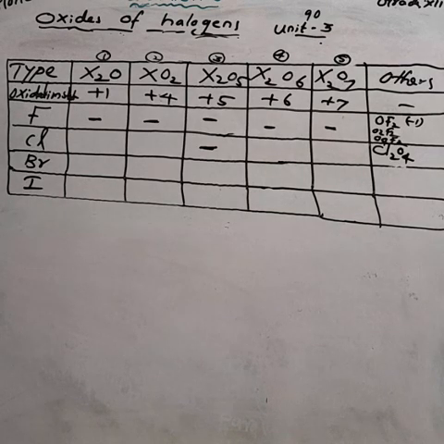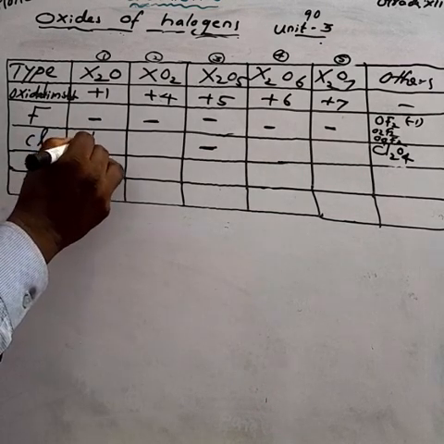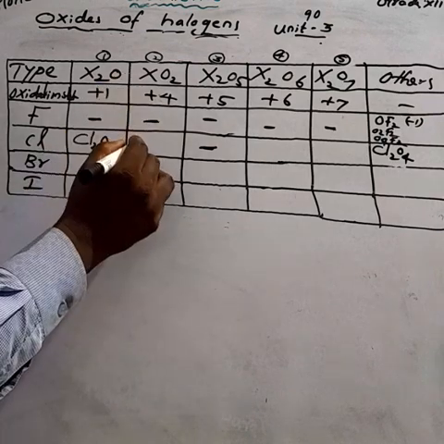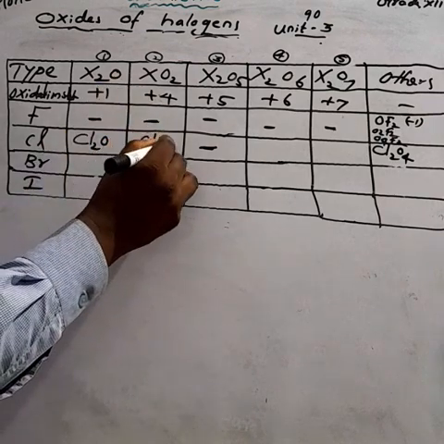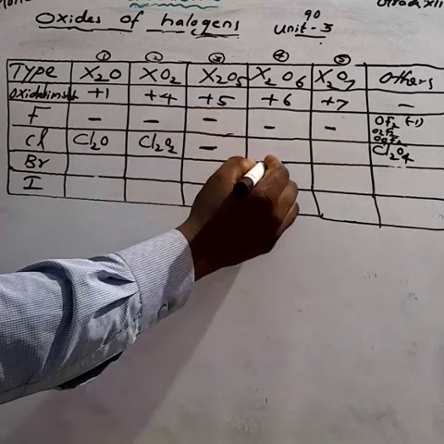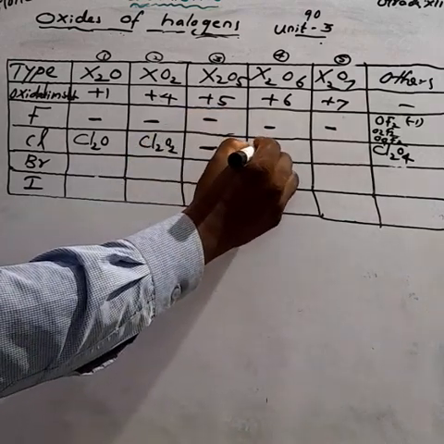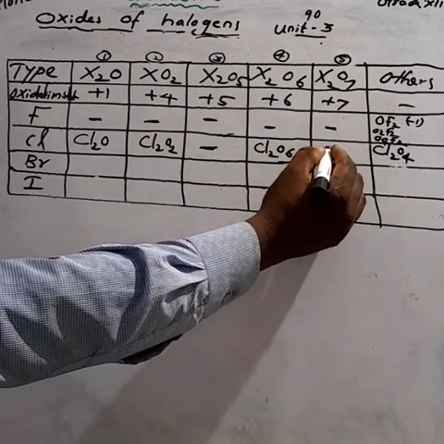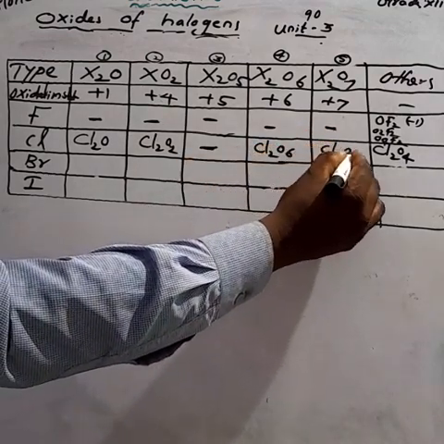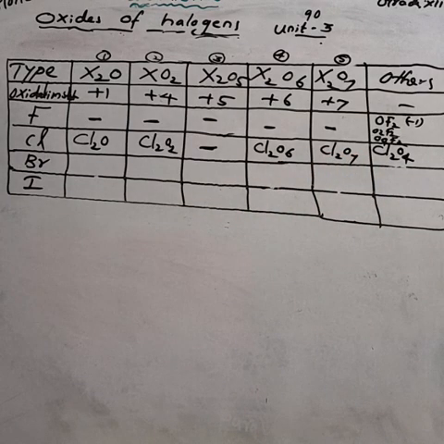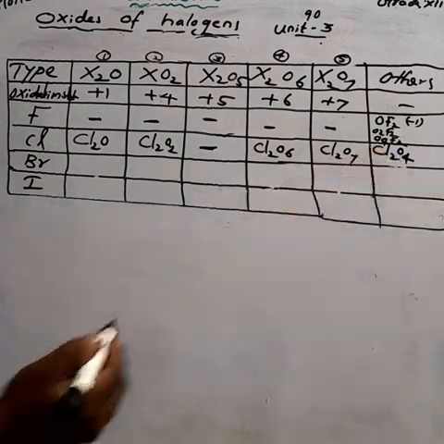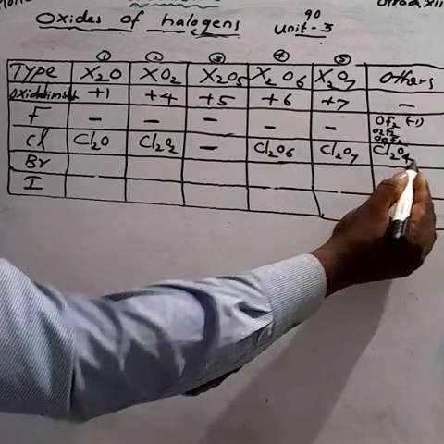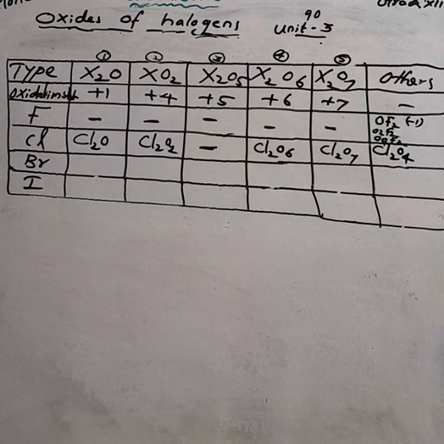X2O, the example is Cl2O. XO2, the example is ClO2. X2O6, the example is Cl2O6. X2O7, the example is Cl2O7. And also Cl2O4. The oxidation state you have to find out. Okay. Dear children, for the one-word question, they will ask about the name. Try to learn the names of these compounds.